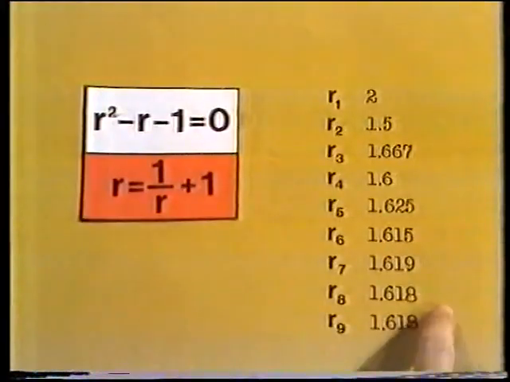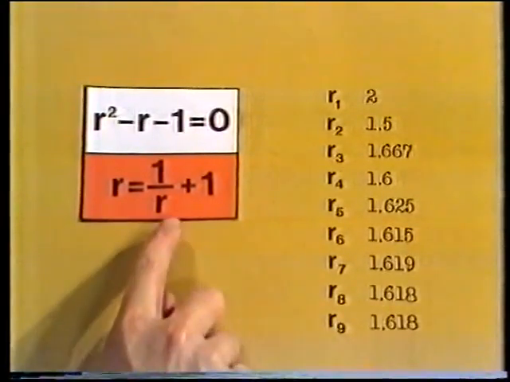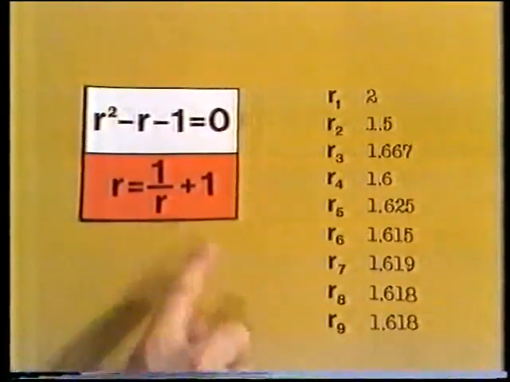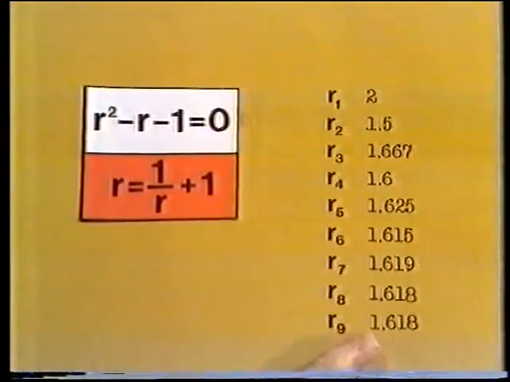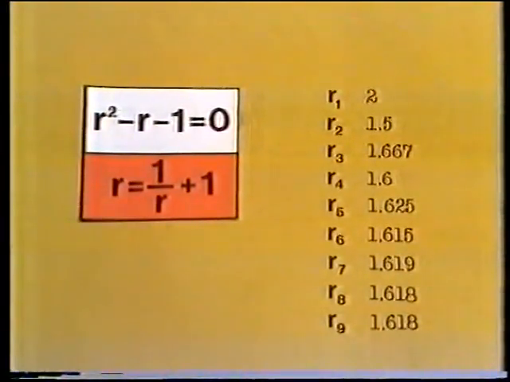1.618 was the 8th value that the computer calculated for us. So this 8th value here is the solution to our rearranged equation. If you substitute 1.618 into here, then you get the same number out again. So that's the solution to that. This is a rearrangement of that. So 1.618 is the solution that we're looking for, at least to 3 decimal places.